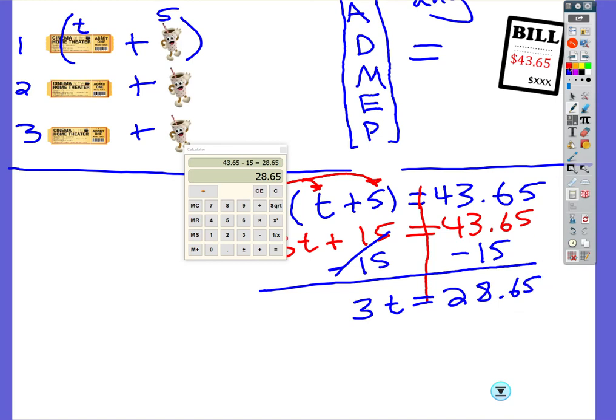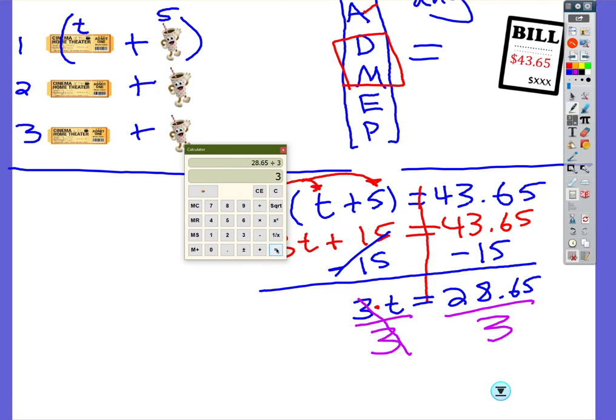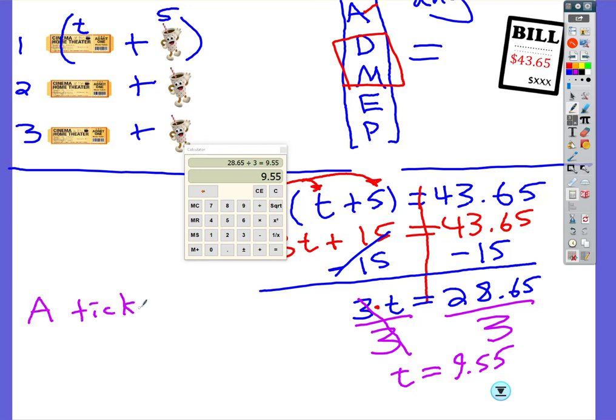28.65. And now, having dealt with my addition and subtraction, let's deal with any kind of division or multiplication. So I've got multiplication here. Again, let's undo with some division. So divide by 3, cancel that out. And now I just take 28.65. Let's divide it by 3. And we got our ticket is equal to 28.65 divided by 3, which we found to be $9.55. So a ticket costs $9.55, and we've solved our equation.